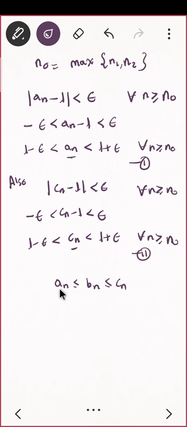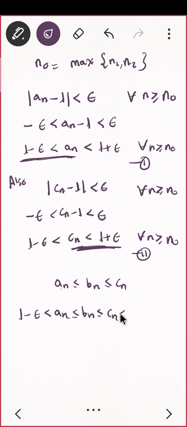Can I write the lower limit of an? What is the lower limit of an? Can I write it? That is L minus epsilon is less than an and that is less than or equal to bn and that is less than or equal to cn. And can I write the upper limit of this? Do you agree? Sorry, this is less. And this is true only if for all n greater than or equal to n naught. Then only this is true.